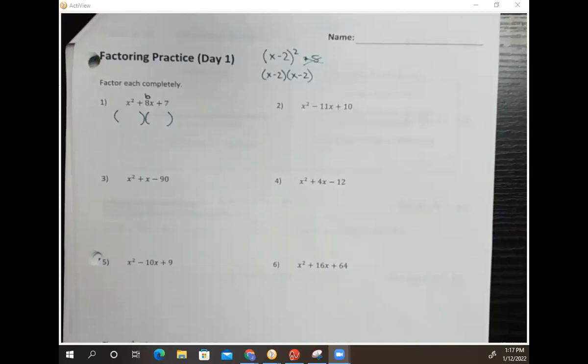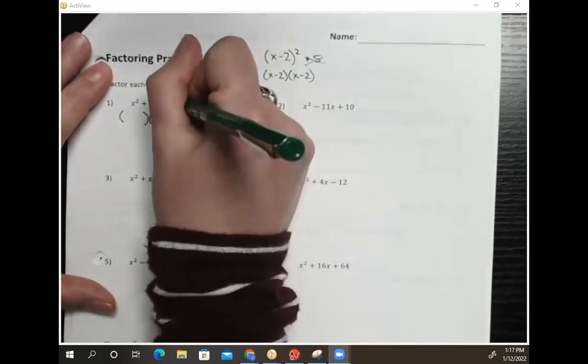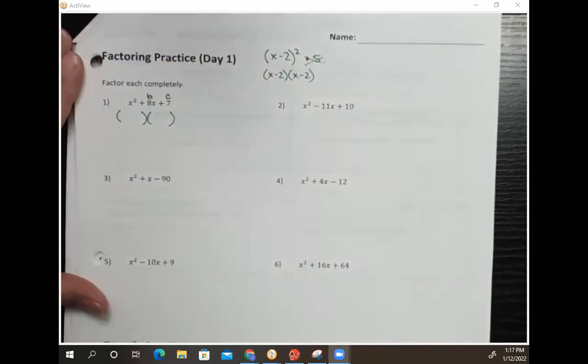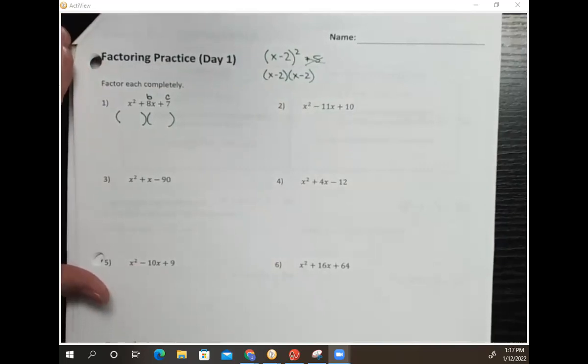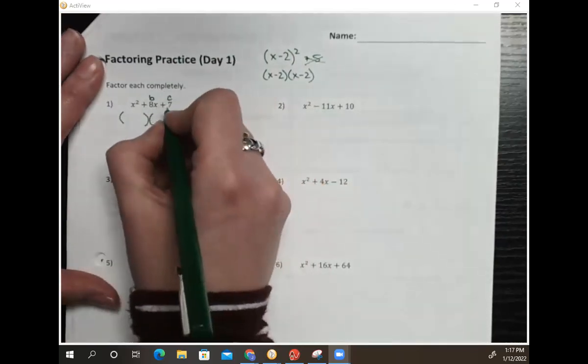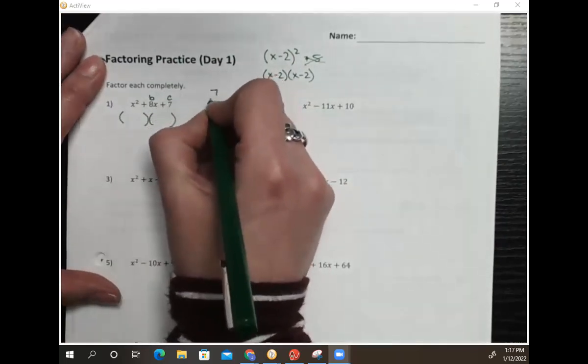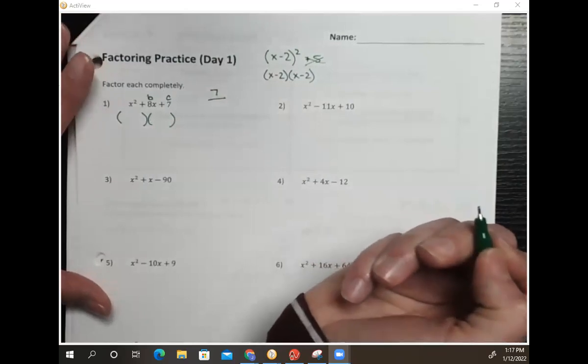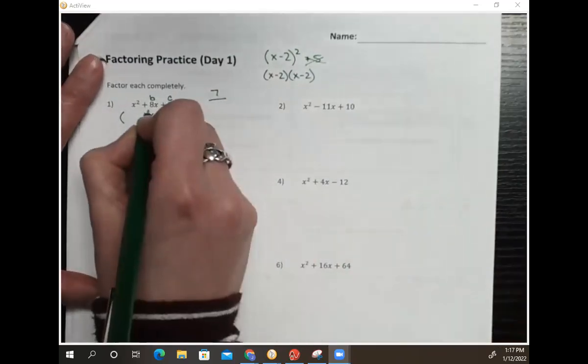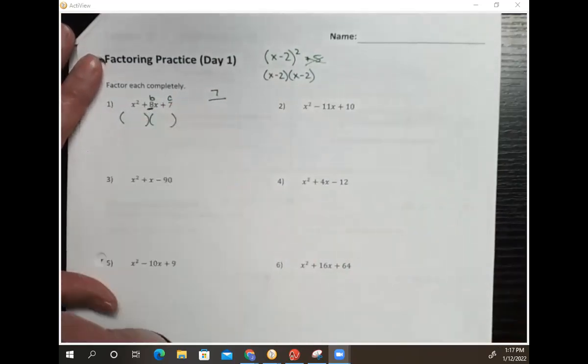Remember when we switched to vertex form, we had that B cut in half? And then that number at the end we called C, that was our constant term, okay? That was our y-intercept. That's what we could see from standard form. So we're using those two numbers today, okay? What we're going to look for are factors, things that multiply to C, but then add to give me B.